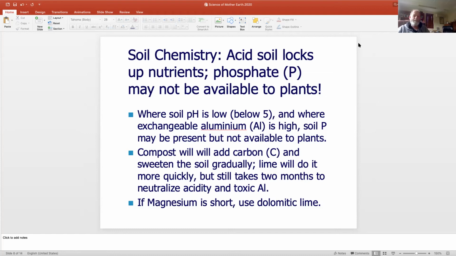Once your soil gets between 5 and 6, although it's still acidic, most crops will grow and most nutrients will be reasonably well available. But below 5, you'll often have exchangeable aluminium or exchangeable iron oxides. And these iron oxides and aluminium oxides will very often tie up the phosphorus that is present in the soil, and then it will not be available to the plant roots.